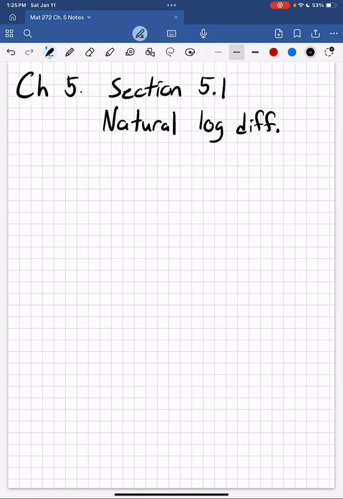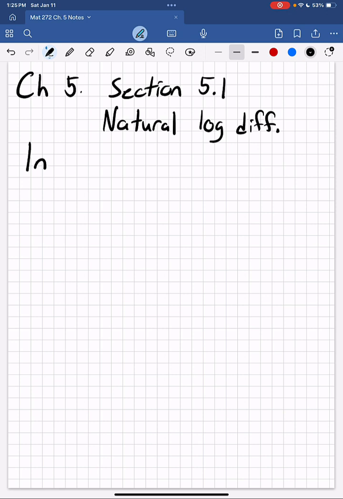All right, so for section 5.1, this will be our first section in Math 272, and we're going to talk about natural logs and the differentiation that goes along with natural logs. So let's, first before we start, look at a few things that are true with log properties.